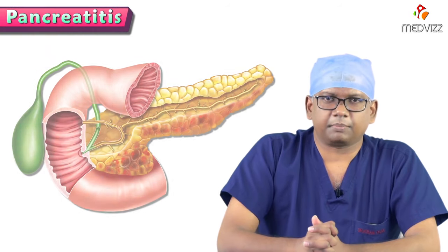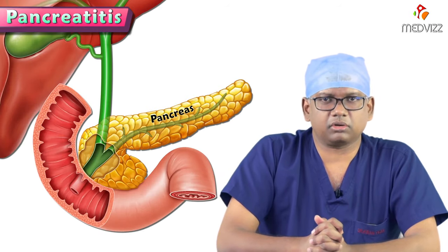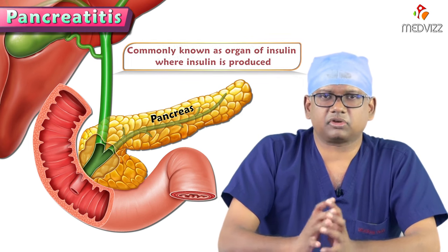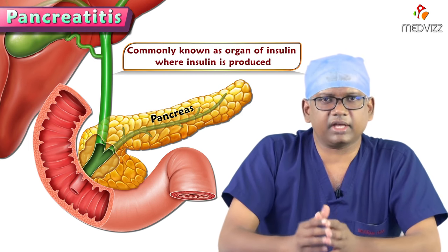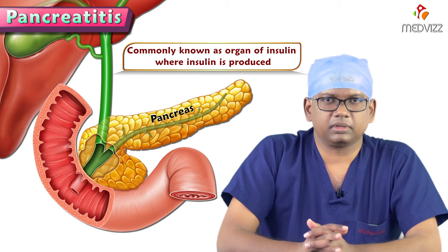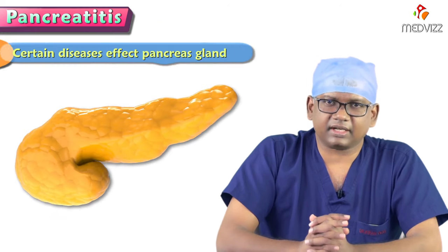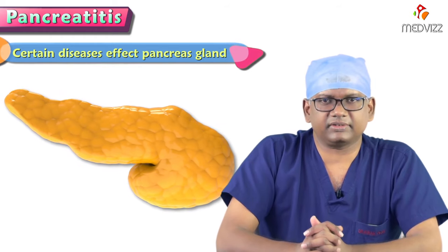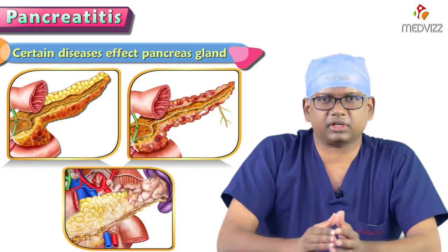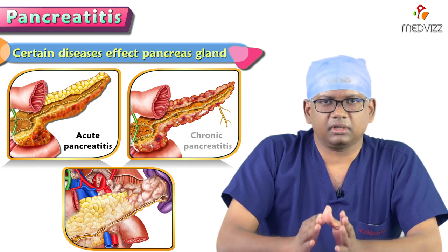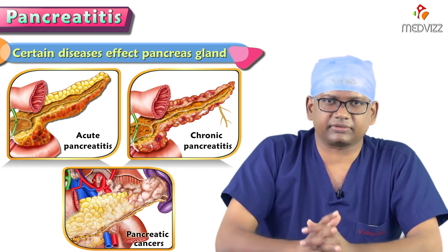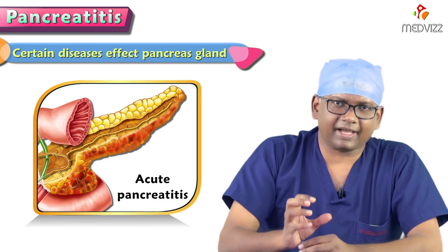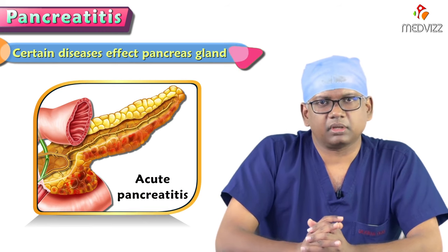We will talk about pancreatitis. The pancreas is an extremely important organ located in the abdomen. It is commonly known as the organ of insulin, where insulin gets produced. And there are certain specific diseases which can affect the pancreas gland. What are these conditions? The three common conditions are acute pancreatitis, chronic pancreatitis and pancreatic cancers. Let's look at pancreatitis itself in this video.